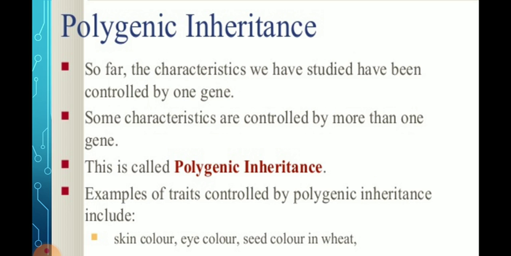But in polygenic inheritance, we will see that some characteristics are controlled by more than one gene. Poly means more, genic means genes. So in this inheritance, we will see some examples of such types of traits and characters which are controlled by polygenes. So that inheritance is called polygenic inheritance.